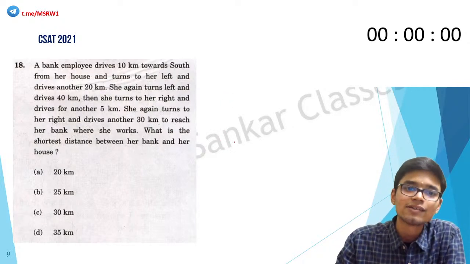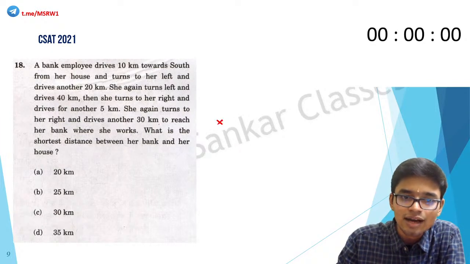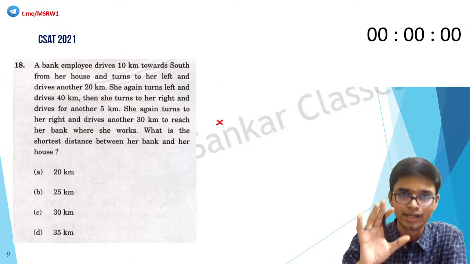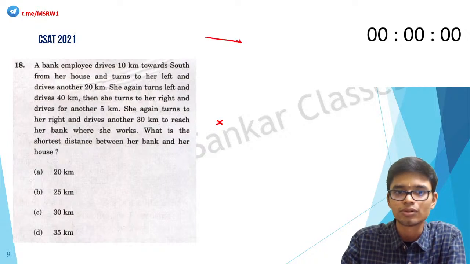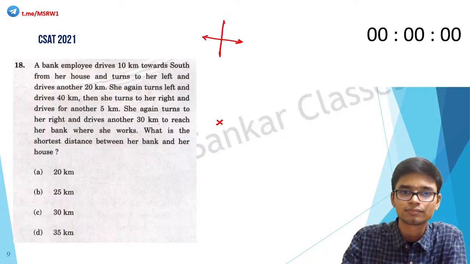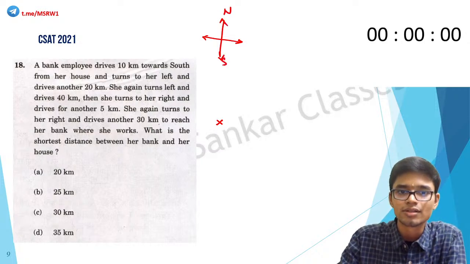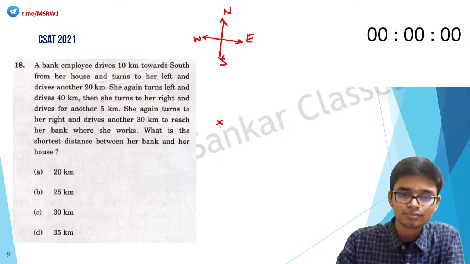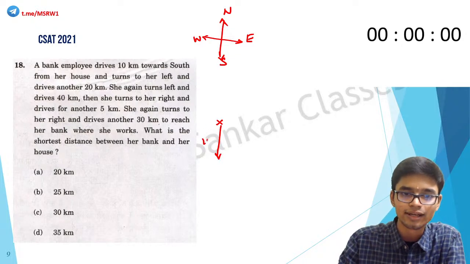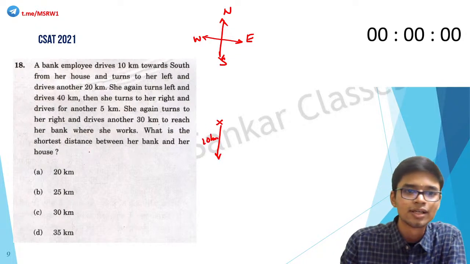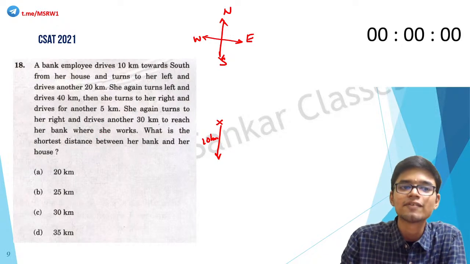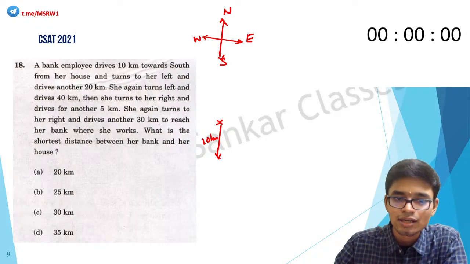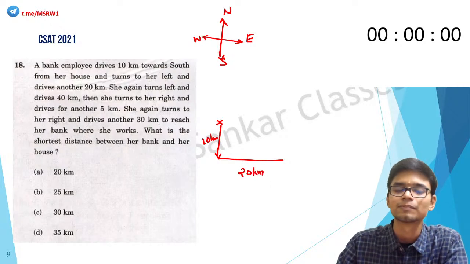A bank employee drives 10 kilometers towards south. So this is the starting point. We have to have a basic idea of directions: north, south, east, and west. This is clear, right? Let's draw an arrow south indicating 10 kilometers. Then she turns to her left and drives for another 20 kilometers. So she turns to her left, so it is this direction, and drives for 20 kilometers.